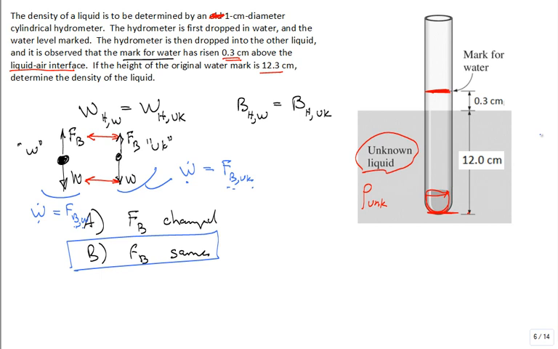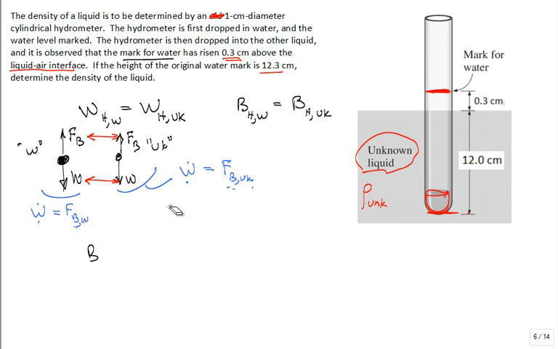But let's do this. Let's go here and say, now that I know that the buoyancy force in water is equal to the buoyancy force in the unknown fluid, then I say, well, what is the buoyancy force in water? Is it going to be the weight of the water displaced? Yes. What equation would I like to put in for that? I'll put in the density of the water, I'll put in the volume that the water displaced, and then I'll put in g.